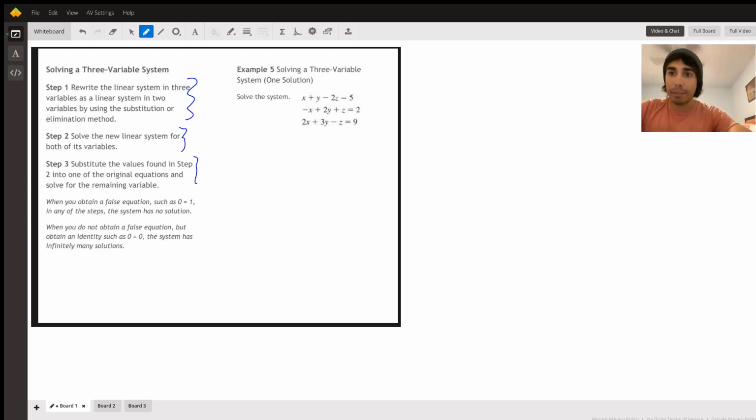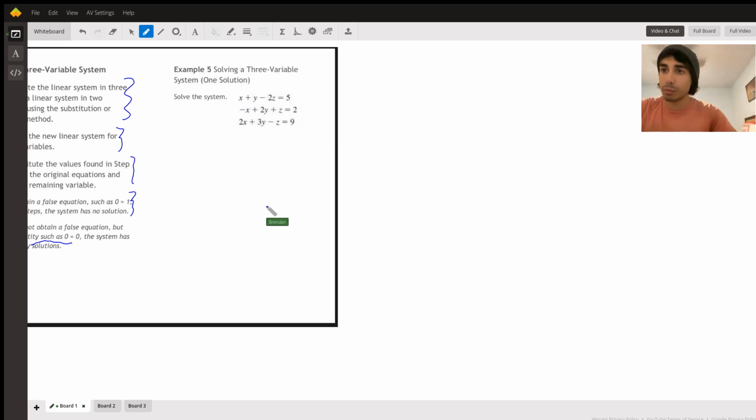So what happens is, when we go back to do our substitution and we get something like 0 equals 1, something that just doesn't work, that means there is no solution. And whenever we get an identity such as 0 equals 0, or 5 equals 5, or -2 equals -2, anything like that, it means it has infinitely many solutions. We'll see one example of each of those. Okay, that said, let's go ahead and get into this and see some examples of how we can solve these problems.